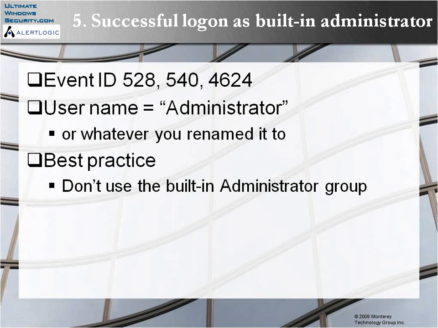And therefore, if you do, that indicates one of 3 things. A, there's a legitimate emergency. Unlikely. B, somebody's not following policy. Or C, the system's been compromised. So all you need to do is look for those event IDs, 528, 540, 4624, where the username is administrator, or if you've renamed the administrator account, then, of course, whatever you've renamed it to.